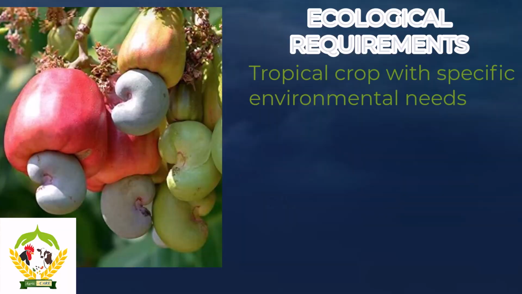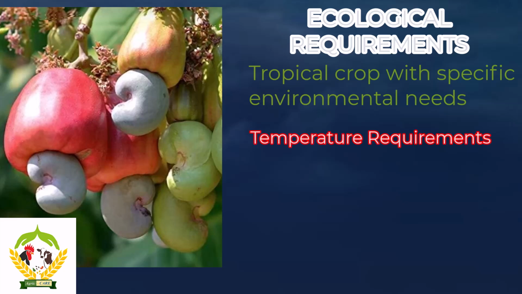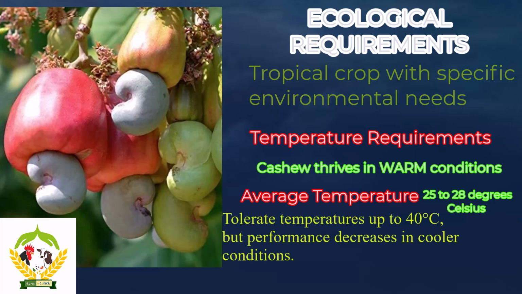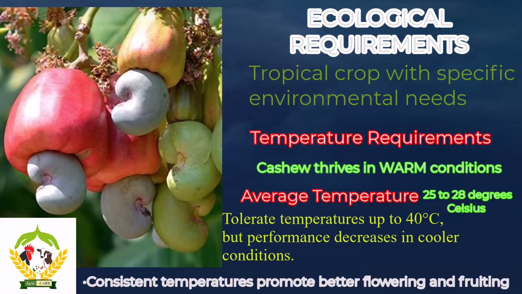Cashew is primarily a tropical crop with specific environmental needs. Understanding these requirements is your first step towards success. Temperature requirements. Cashew thrives in warm conditions with average temperatures between 25 to 28 degrees Celsius. The trees can tolerate temperatures up to 40 degrees Celsius, but performance decreases in cooler conditions. Consistent temperatures promote better flowering and fruiting.